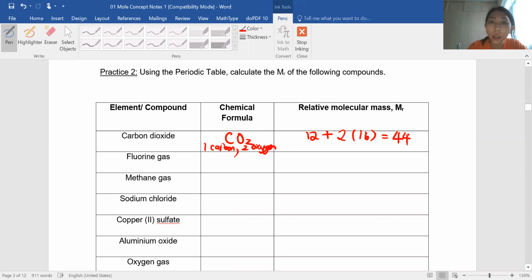Now let me just repeat again. What is 12? 12 is carbon. What is 16? 16 is oxygen, O. I have to multiply by 2 because I have 2 oxygen in my formula. Let's try one more example together. What is fluorine gas? Fluorine gas formula is F2. Remember that it is group 7. Halogens are diatomic, so I have 2 atoms in the formula. For fluorine, let's look at the periodic table. It's in group 7. It has a relative atomic mass of 19. Now remember that there are 2 atoms, so I have to multiply by 2, which gives me 38 for the Mr, molecular mass.